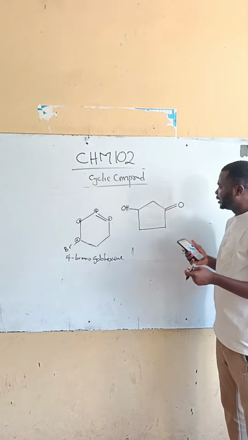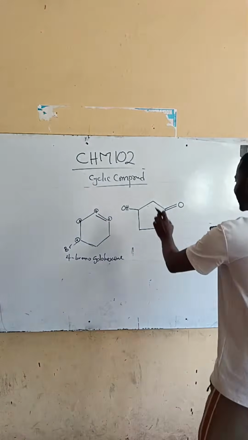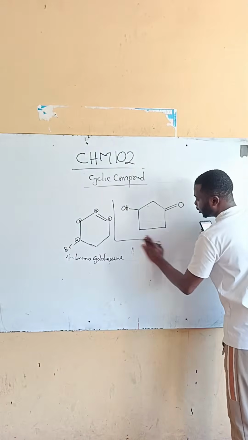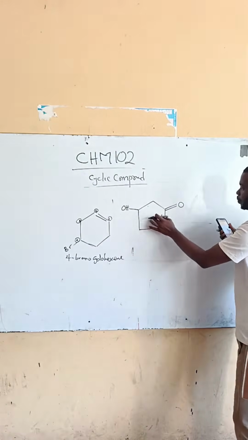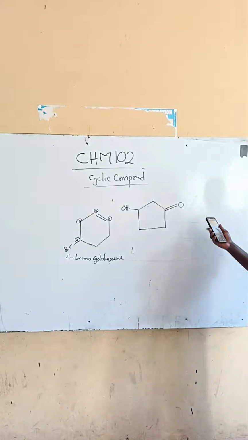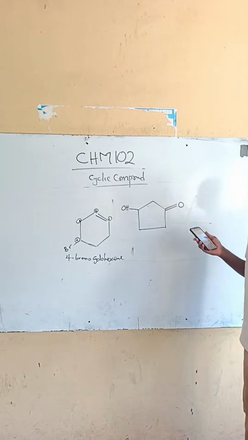Can somebody tell me how many functional groups are present on this compound? I'm expecting an answer. How many functional groups do you have on this compound? This compound I put on the board. Then how many? Let's start with this. How many sides is this ring? 5.